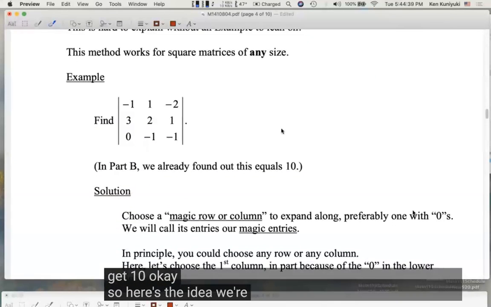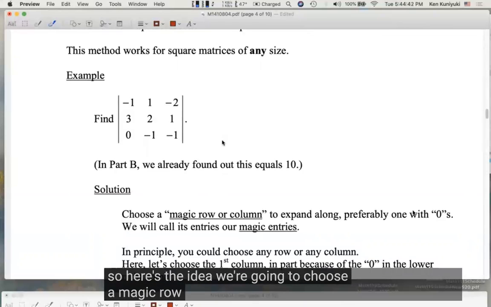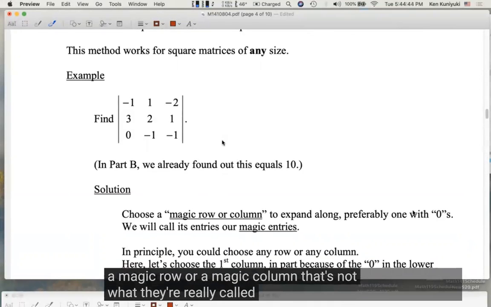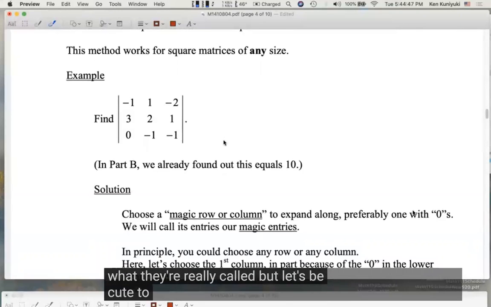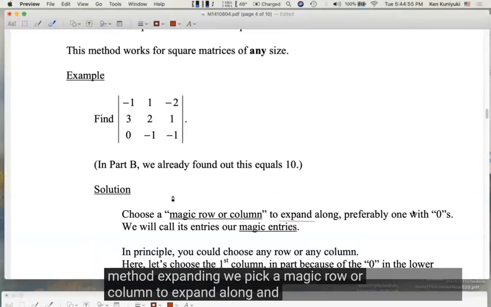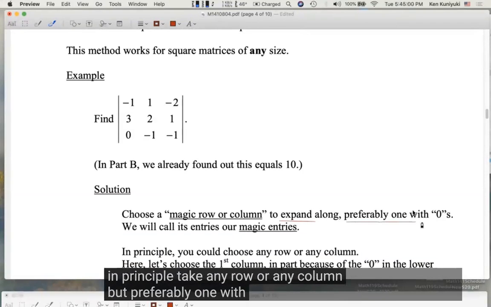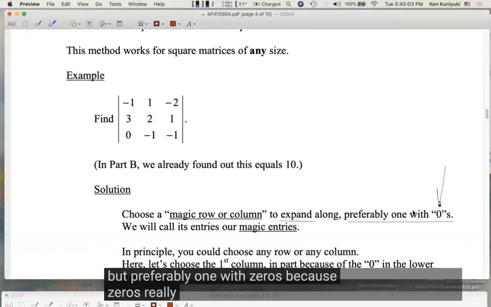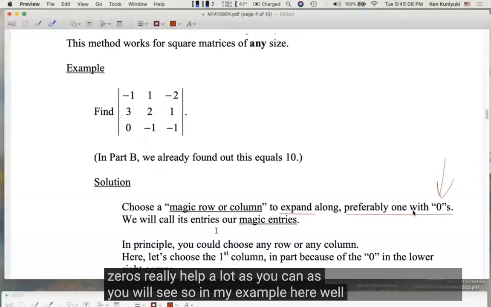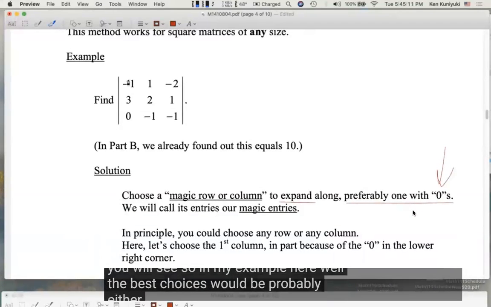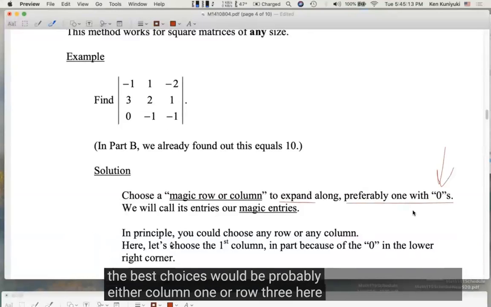So here's the idea. We're going to choose a magic row or a magic column. That's not what they're really called, but let's be cute, to expand along. We call it the expansion by cofactors method. Expanding, we pick a magic row or column to expand along. And you can, in principle, take any row or any column, but preferably one with zeros, because zeros really help a lot, as you will see. So in my example here, the best choices would be probably either column 1 or row 3. Here I choose the first column, column 1.